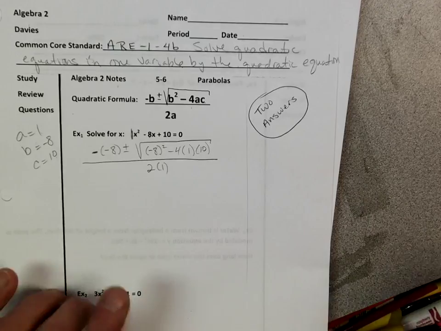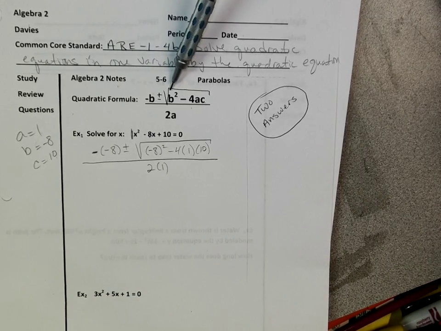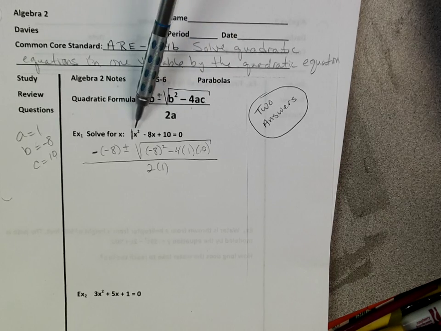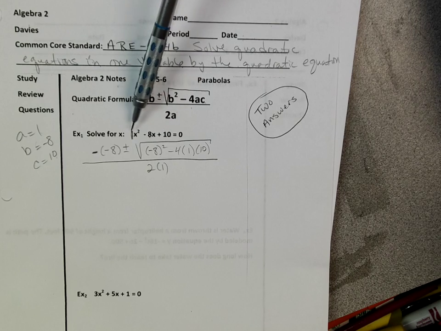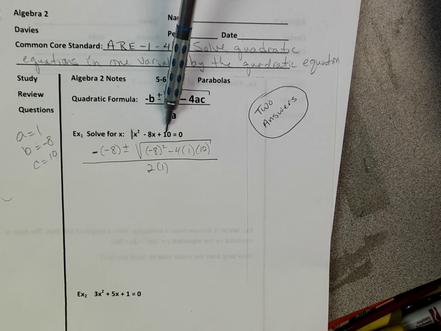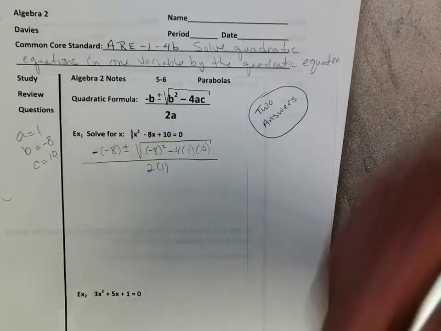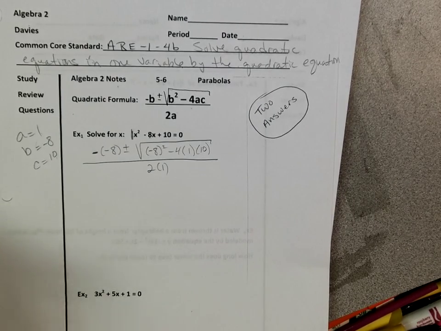Okay, all I did was I plugged my negative 8 in for b, and I plugged my 1 in for a, and I plugged my 10 in for c, because a is 1, b is negative 8, and c is 10. That's all I do. These numbers 1, negative 8, and 10 are a, b, and c. I take those numbers, I put them where they belong. That's all I've done. Now, the only hard part about the quadratic formula is the fact that it takes a little bit of work to simplify, okay?